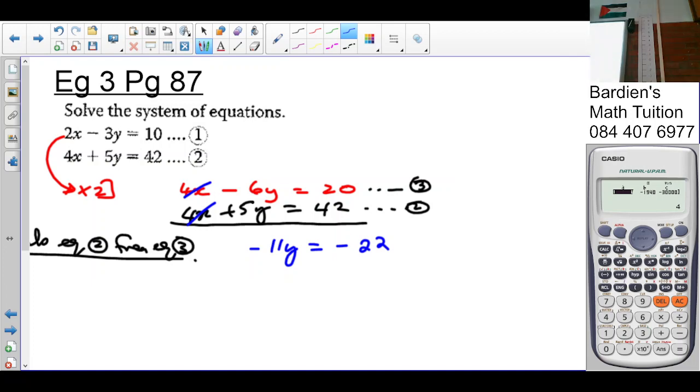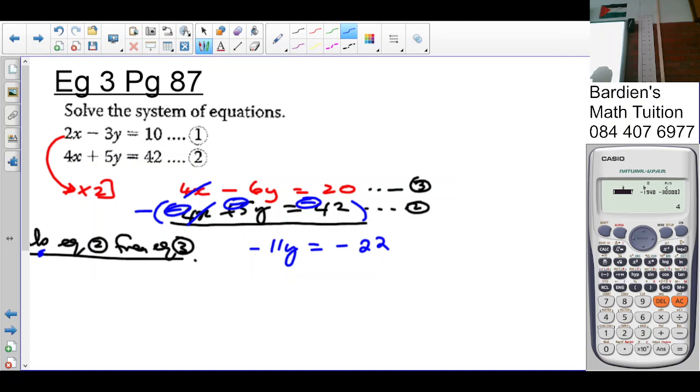Remember what we're doing? We're subtracting equation 2 from equation 3. So equation 3 is 4x minus equation 2. There's a minus in front here. Multiply the negative out, this goes negative, negative, negative. You see that? So 4x minus 4x cancel. Negative 6y minus 5y is negative 11y. 20 minus 42 is negative 22. Where's the confusion? Where's the confusion, people?